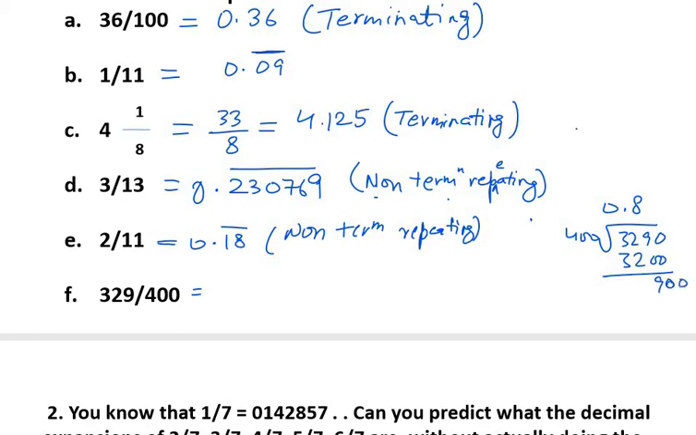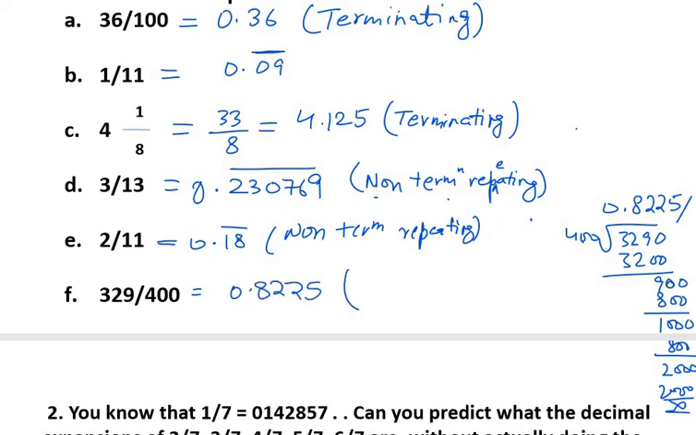Now again we need to put 0 here, and we would be putting 400 into 2, that will be 800. Now the number remaining is 100. Again we need to put 0 here, so it will be 400 into 2 again, that will be 800. 1000 take away 800 is 200. So now again we need to put 0 here, so it will be with respect to 5, that is 2000. So you can see that there is some end to the number, and the number is 0.8225, and the number is terminating number.